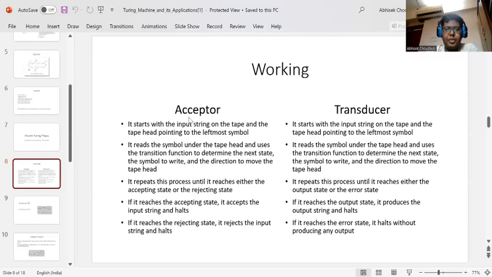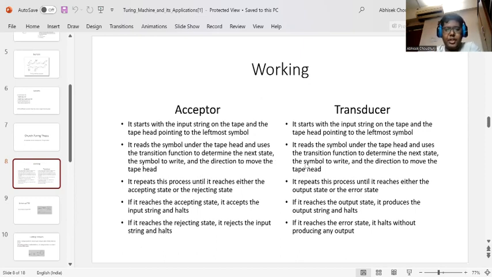A Turing machine can work both as an acceptor and as a transducer. So it can either check if the string is of a particular kind or not and accept or reject it, or it can convert the given input string into a required output string. We will start with the input string on the tape, and the head will be pointing to the leftmost symbol. This will happen in both the cases. And then we will read the symbol, and according to the transition function, write a symbol onto the tape, and will move either left or right.